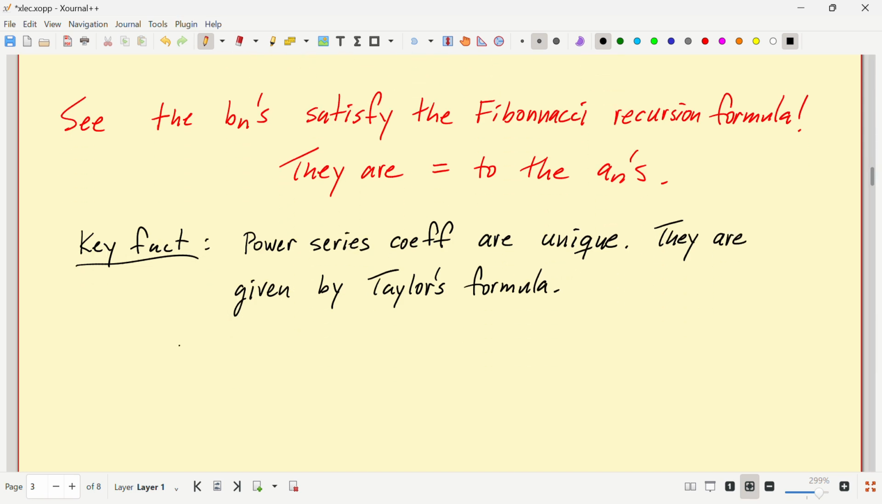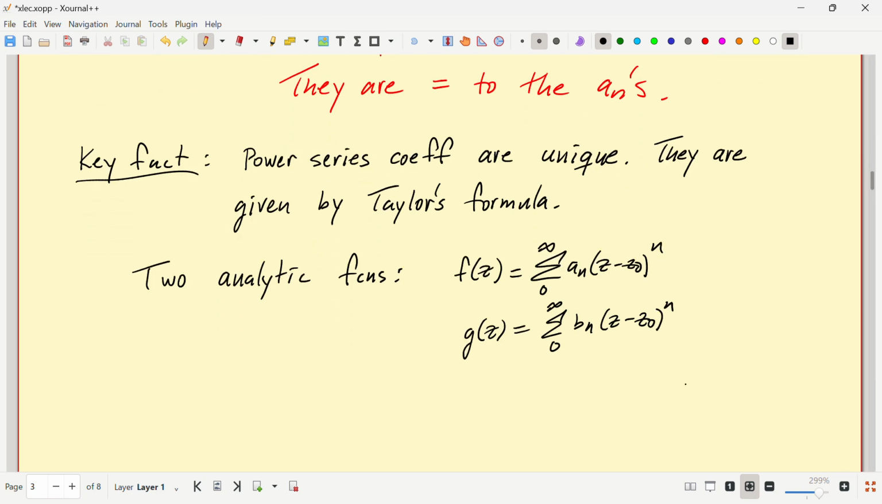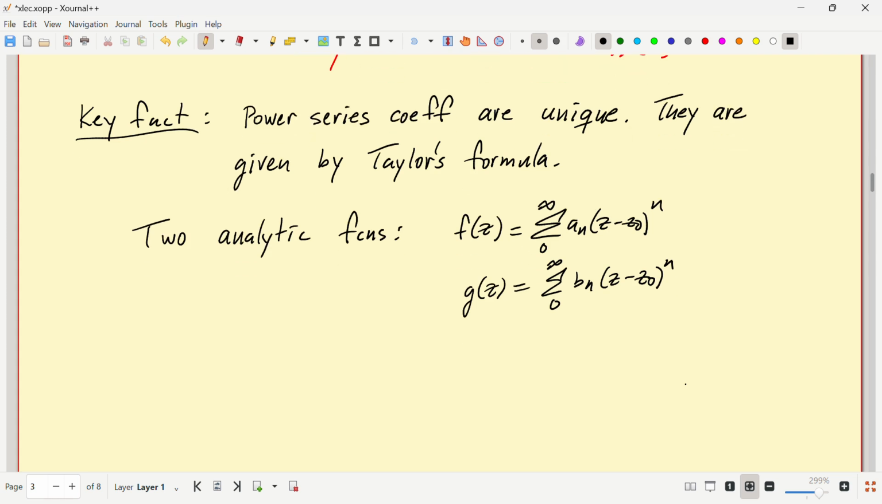So if two power series converge to the same function, two analytic functions, f of z equals the summation a_n (z minus c_0) to the n, and a g of z equal to the summation b_n (z minus c_0) to the n, if f equals g on a little disk, which can be really small, then of course all those coefficients have to be equal.